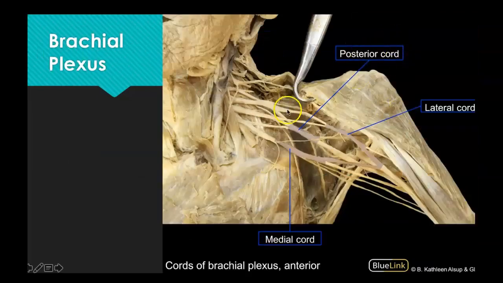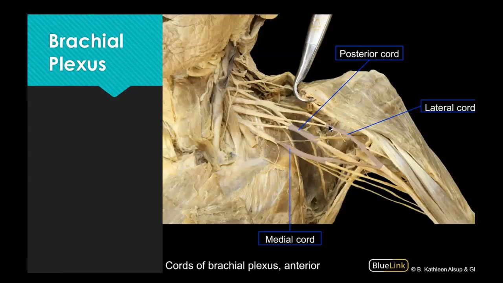So moving beyond the trunks, we have the anterior and posterior divisions, and finally we reach the three cords that you are responsible for knowing in the cadaver lab. First, we have your medial cord, which if we follow back would go to your ventral rami C8 and T1. In the middle here, we have your posterior cord, and if we follow that back, we know it comes from the ventral rami C5 to T1. And lastly, your lateral cord comes from the ventral rami of C5 to C7.